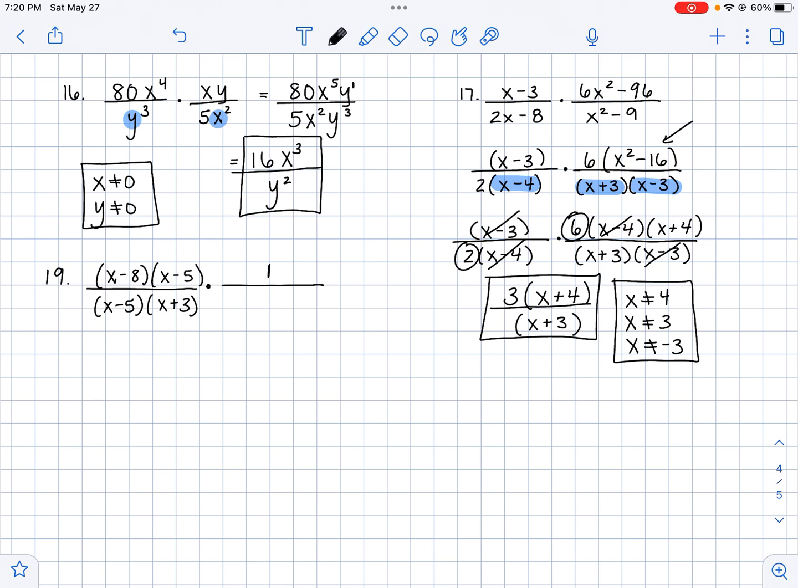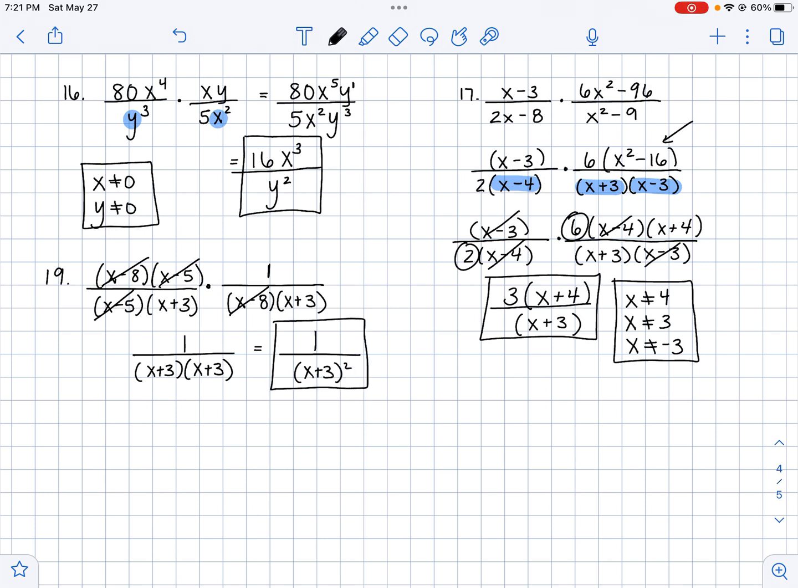So I'm going to put a 1 on top and then flip the second fraction because we're dividing. And I get x minus 8, x plus 3. Again, because I've factored, I can reduce. So I'm going to reduce what I can. And I'm left with 1 over x plus 3 times x plus 3. And we can rewrite this as 1 over x plus 3 squared because it's happening 2 times.